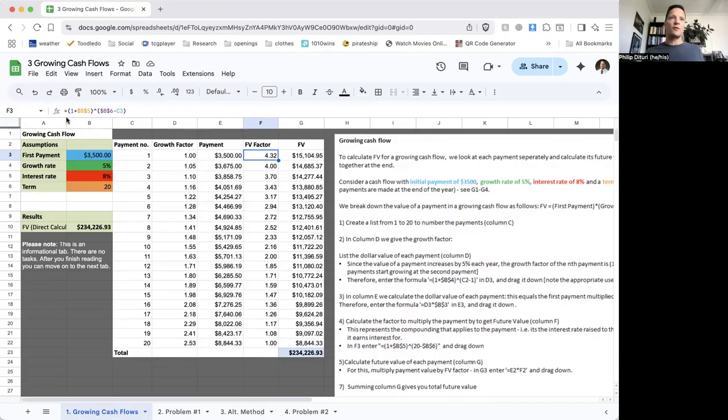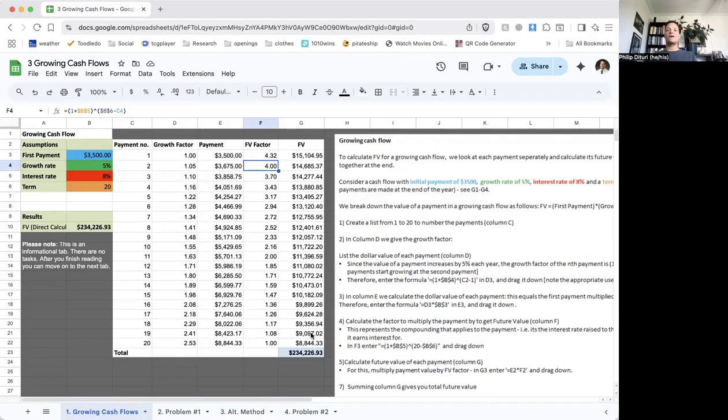In our second year, there's going to be less time for things to grow. How much does this have to grow? Well, 20 minus 1 is 19. It has 19 years to grow. Our second payment's only going to have 18 years to grow. And growing at 8% for 18 years, every dollar we deposit in our second payment will become $4 by the end of our investment. So in this way, we're going to track each individual payment.